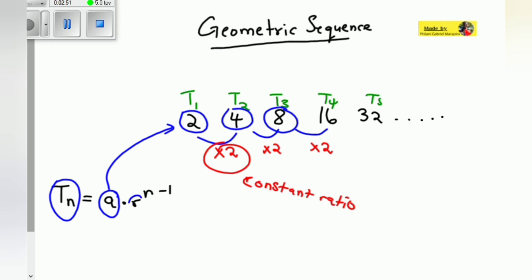Here you can see that you've got your r. Your r is your constant ratio, the number you multiply by to get to the next term. And your n tells you the term number, or what term you are on. For example, we are on term 1 here, term 2 here, term 3 here, term 4 here. That is the value of n. Please do not confuse Tn and n, because they seem similar, but they are not the same.